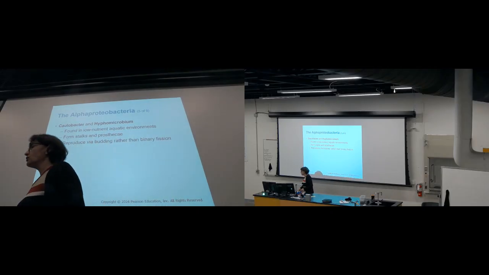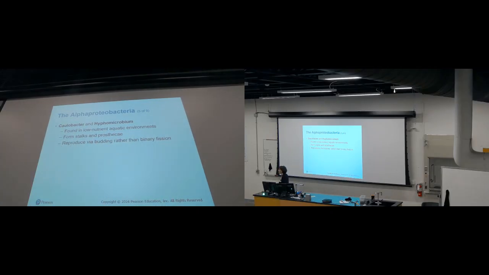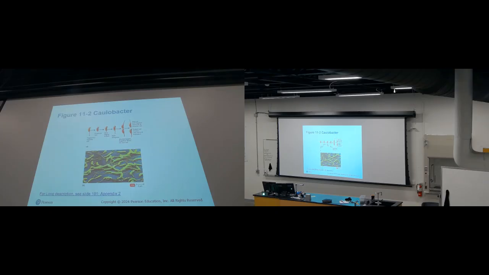Another two members of alpha proteobacteria are Caulobacter and Hyphomicrobium. They are typically found in lakes, and they form stalks and prosthecae. And they reproduce by budding rather than binary fission.